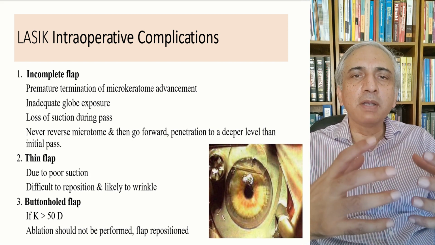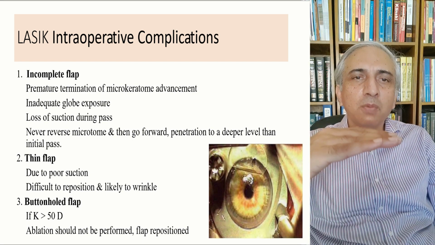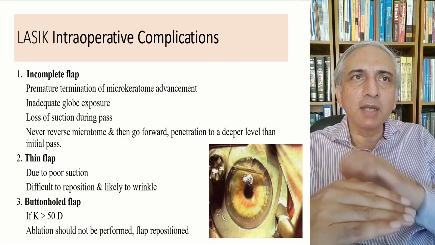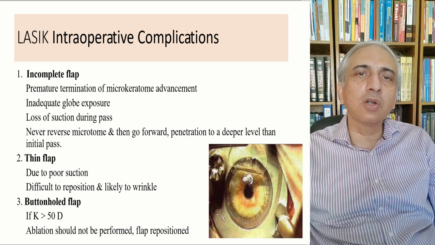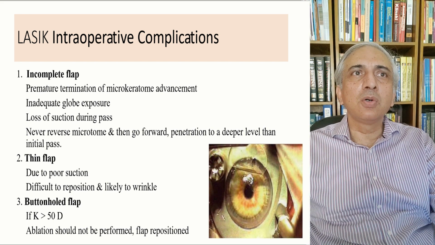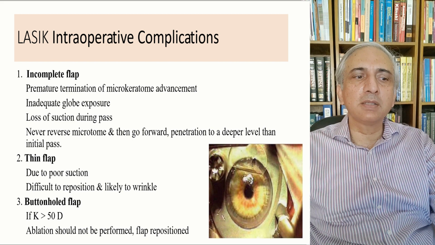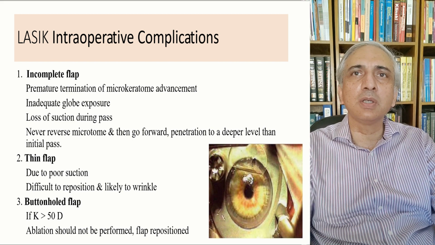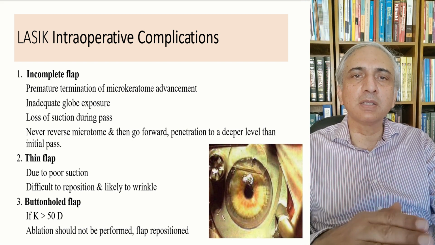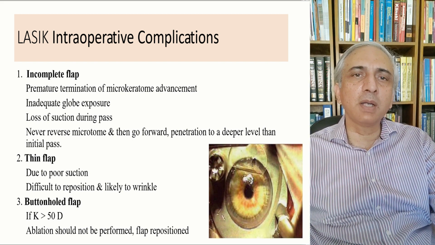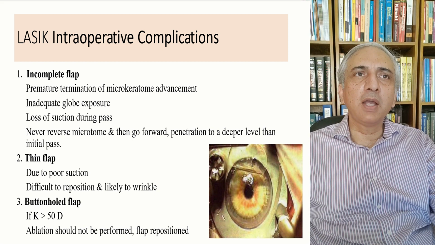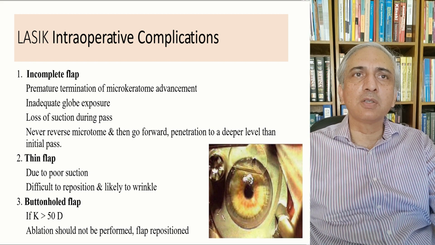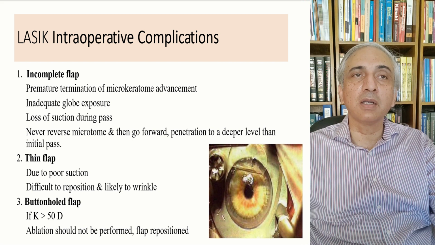And patients having deep set eyes, in which the keratome would not get at the right place, and you would get a premature termination of the keratome because the suction could not be properly applied. So loss of suction during pass, and never reverse the machine and then go forward. Penetration to a deeper level than the initial pass. So if it doesn't go, just go back with the microkeratome, leave it, and then come back later on. Thin flap due to poor suction is difficult to reposition and likely to wrinkle.